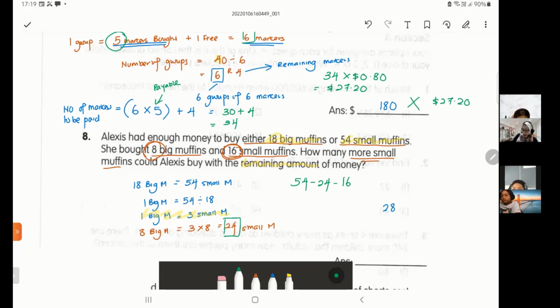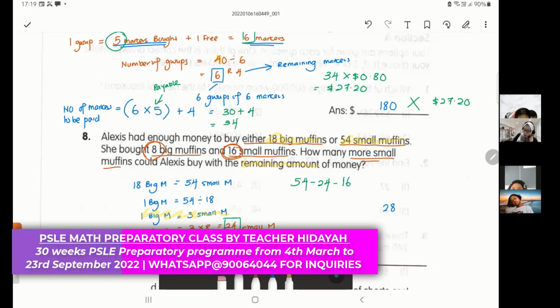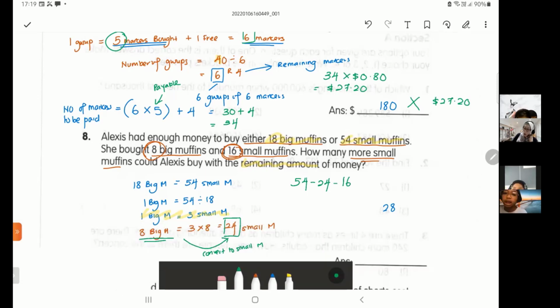Okay, this small muffin 24 is the 8 big muffin. I convert it to become small muffin because the question is talking about small muffin. So I don't want to talk about my big muffin. So I convert everything to become small muffin. Understand? Okay.